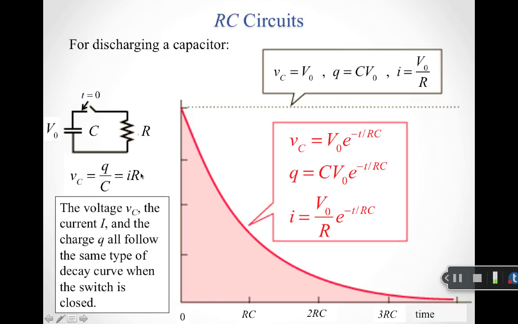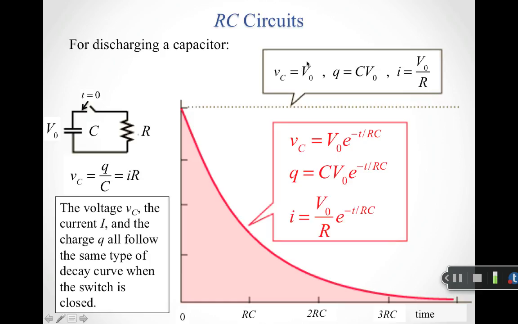loop rule basically tells me that the voltage across my capacitor has got to be equal to the voltage across my resistor. So in this case, all of my values are falling off exponentially: the voltage of the capacitor, the voltage of the resistor, the charge, the current, they're all dropping exponentially. So they all follow the same decay curve when I'm discharging.